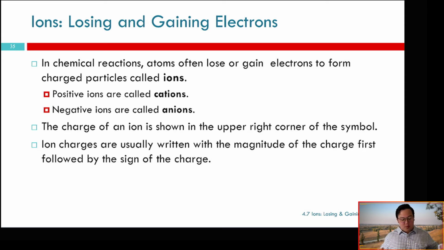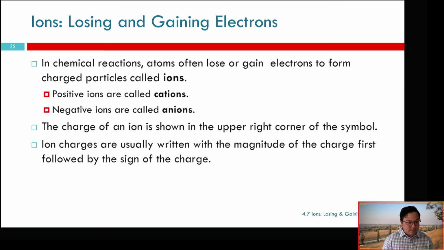Now, when we talk about chemical reactions, atoms are often losing or gaining electrons in those chemical reactions to form these charged particles called ions. Positive ions are called cations. Negative ions are called anions.